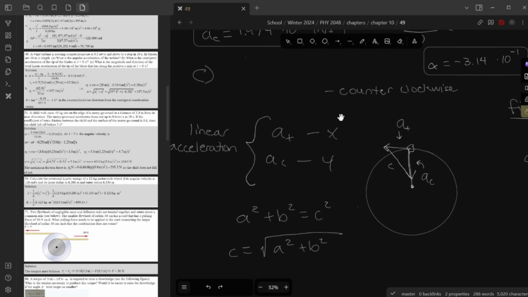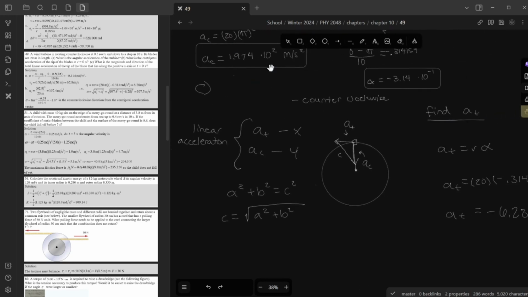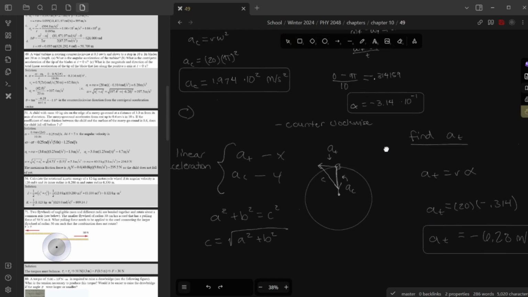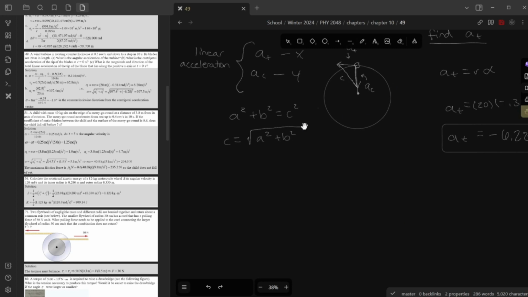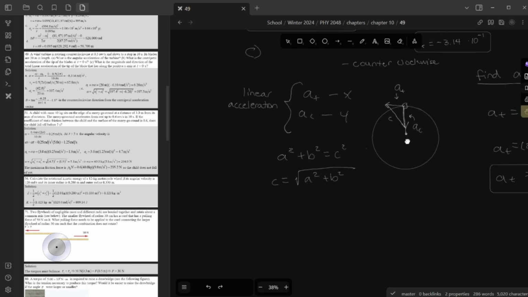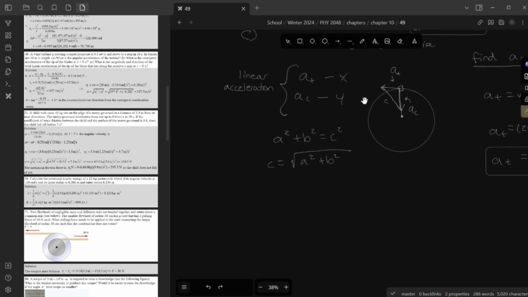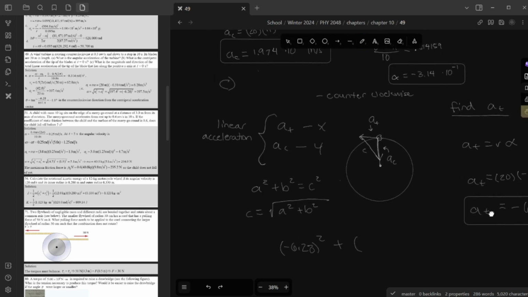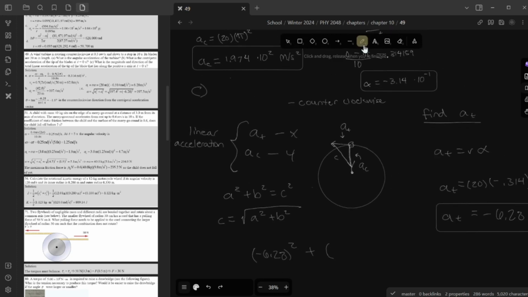So yeah, we have all the variables we need. We have the y component of the linear acceleration, and now we have the x component of the linear acceleration. So now, yeah, we just plug in the values like we said we are going to do. So I'm going to use a for tangential acceleration. Really doesn't matter, of course. So yeah, let's plug that in. And then b would be our centripetal acceleration. That was a larger number.